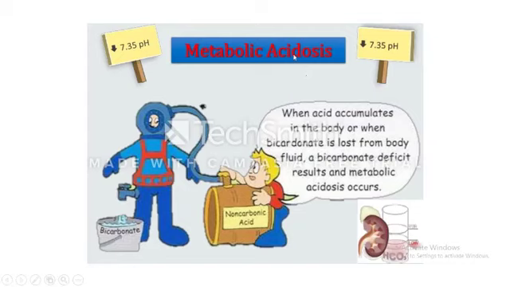Now metabolic acidosis, where pH is below 7.35. When acid accumulates in the body, or when bicarbonate is lost from the body, these two are the conditions of acidosis. A bicarbonate deficit results and metabolic acidosis occurs. You see, through the kidneys bicarbonates are removed and non-carbonic acids are collected. So basically through the kidney these bicarbonates are removed from the body.